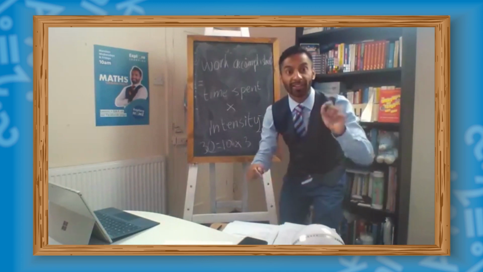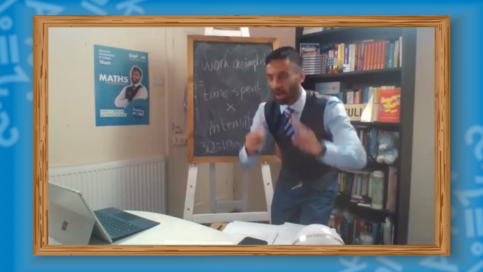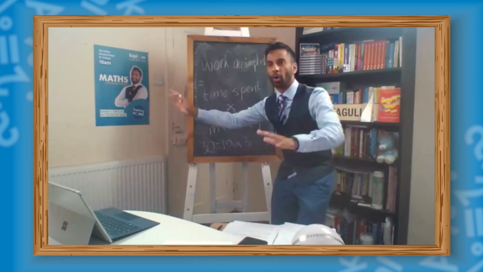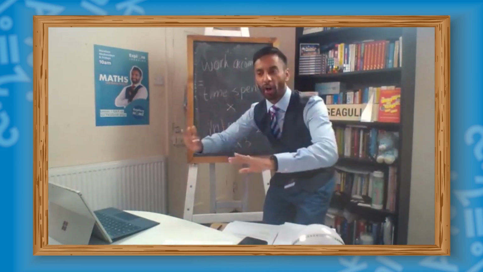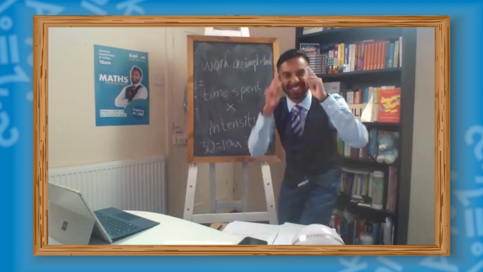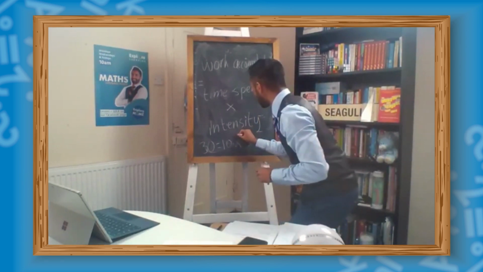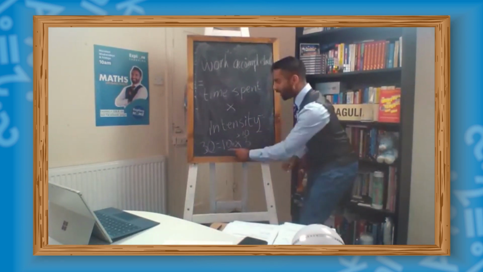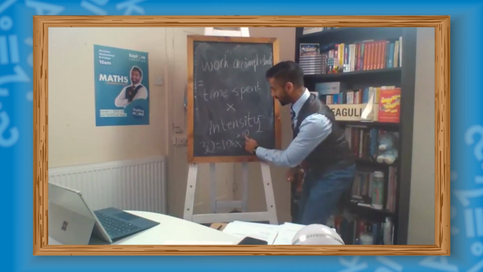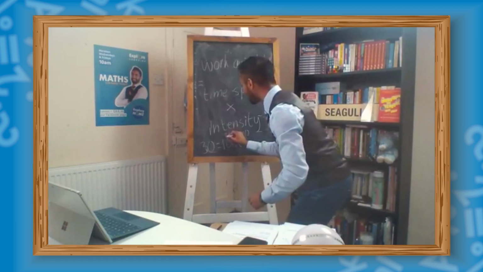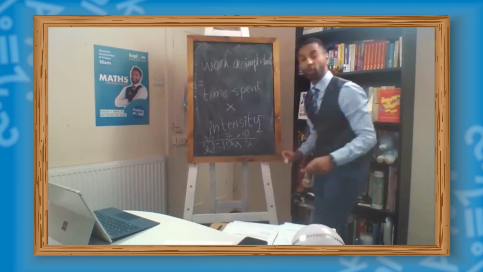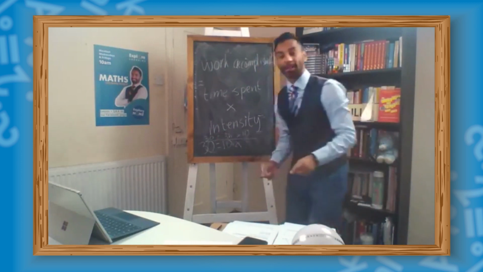Someone else is focused, razor sharp focus. They've got their music on low, they've closed their door, their phone's not on, and they're not just highlighting the notes, they're actually doing practice questions. Their intensity is 10. They're focused. How long do they need to spend to get 30 units of output? Only 3 hours. And they still get 30. If you look at these two students, they both get the same amount of work done.